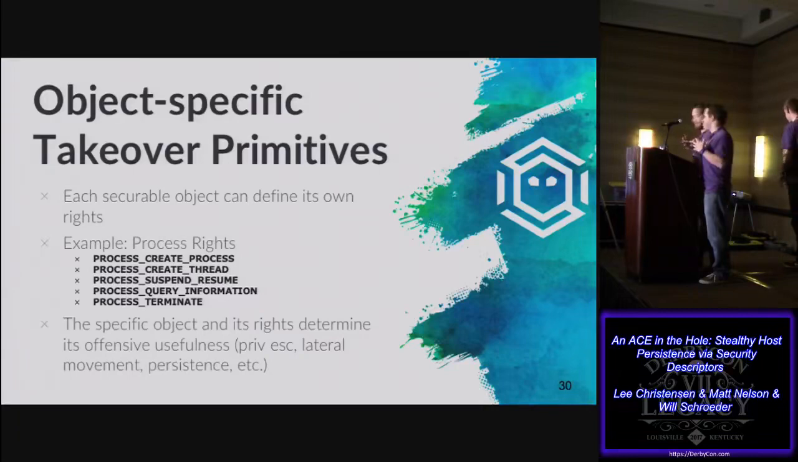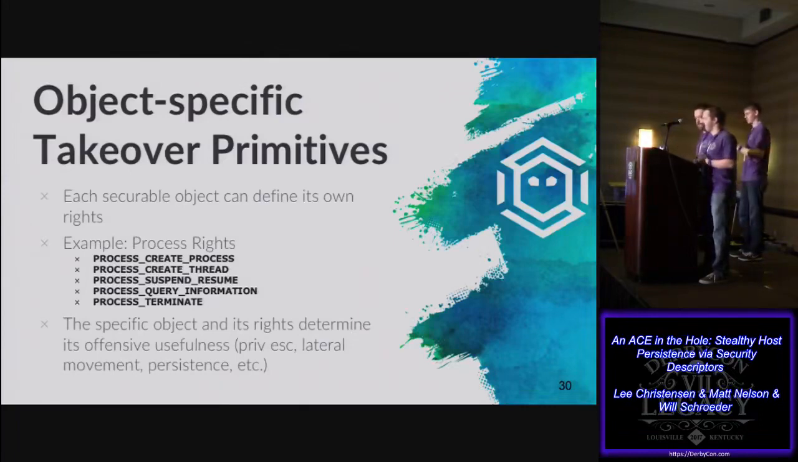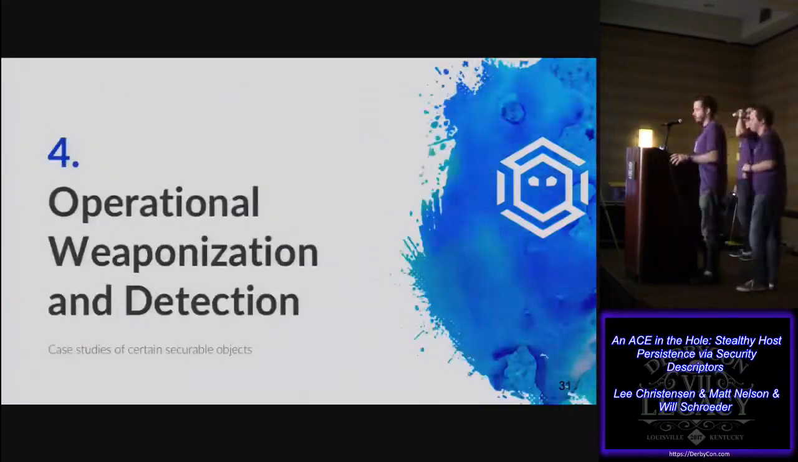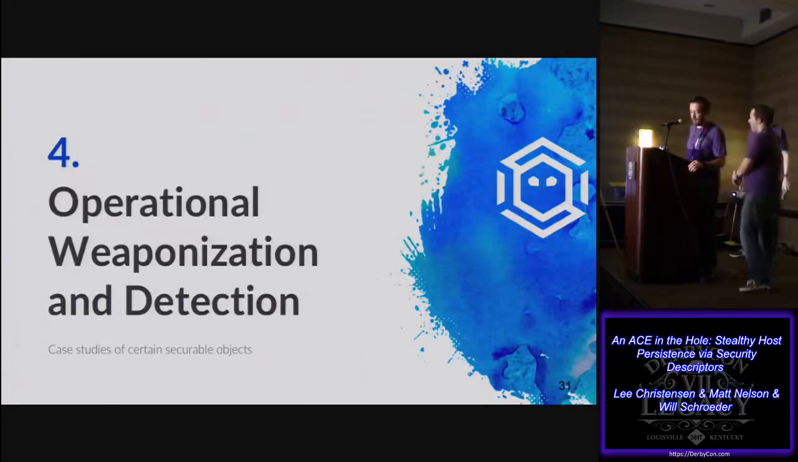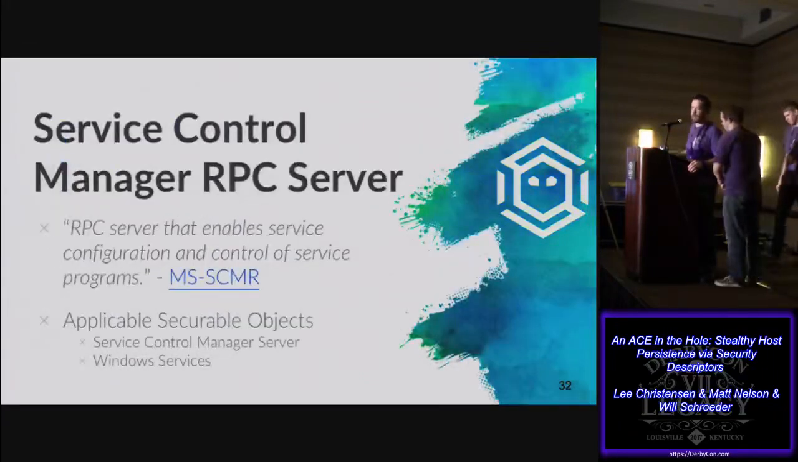Yeah. So, like we said, each object can have its own rights. For example, a process has its own set of rights. In order to interact with a process, when you try and open that process, you can have the create process right, create thread right, or the suspend right. Those just define what you can actually do to that object. The specific object and its different rights are going to determine the usefulness of the rights you have. So if you don't have a certain right, it may not really matter whether or not you can access the object.